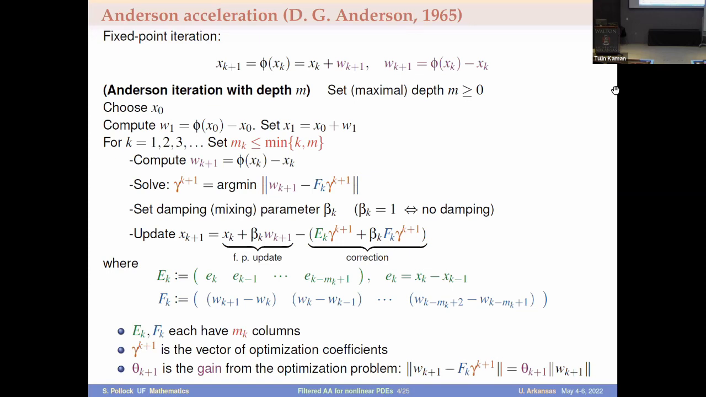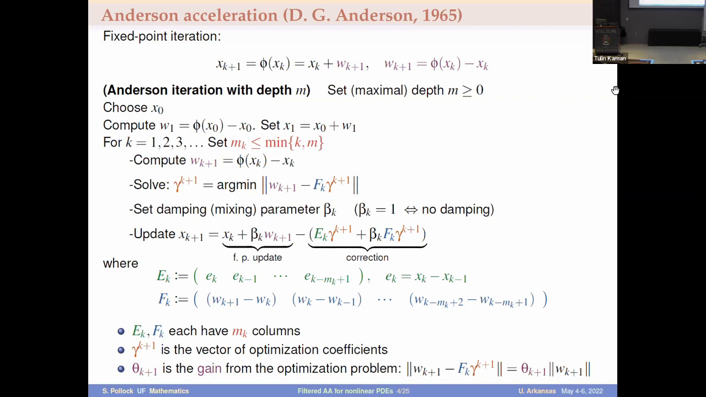So here are a few things to keep in mind. These matrices, E_k and F_k, each have m_k columns, but we don't need m to be constant throughout the entire iteration. Often we will say that m_k is equal to the minimum of k and m. I'm going to argue it's less than or equal to the minimum of k and m. We might not want to use all columns available. And finally, we're going to define this theta as the gain from the optimization problem.